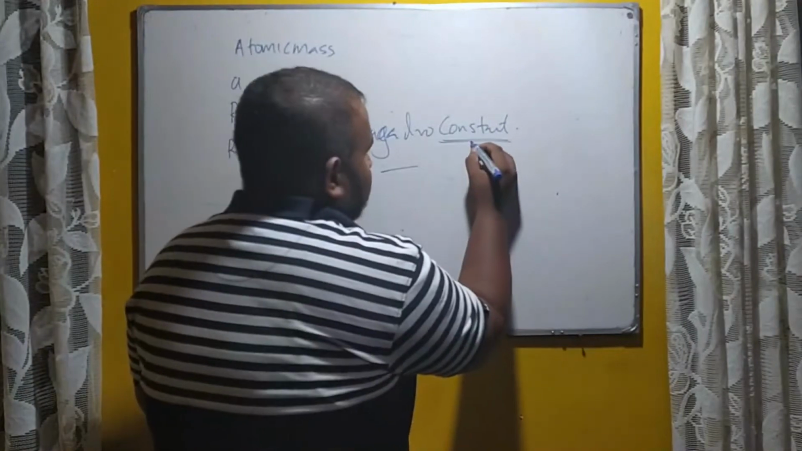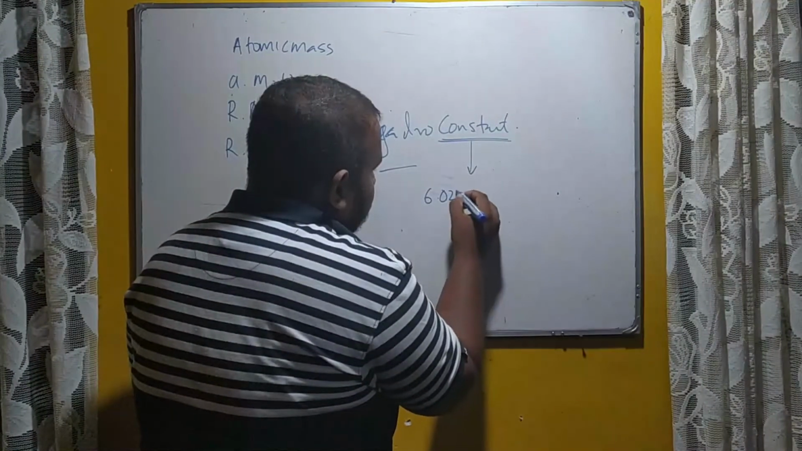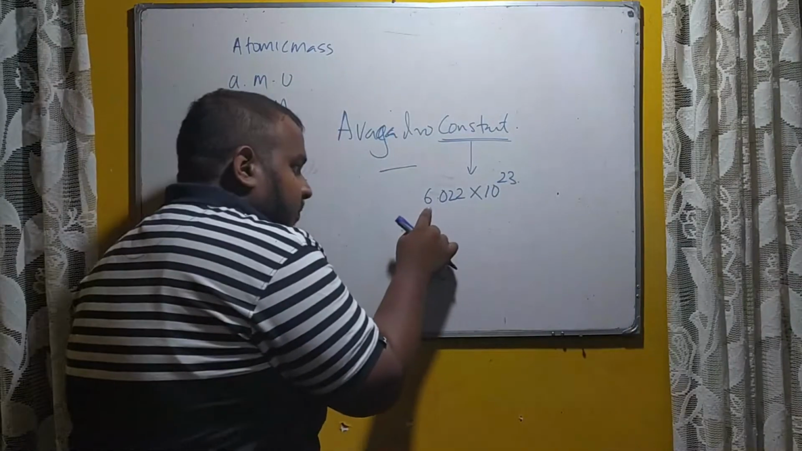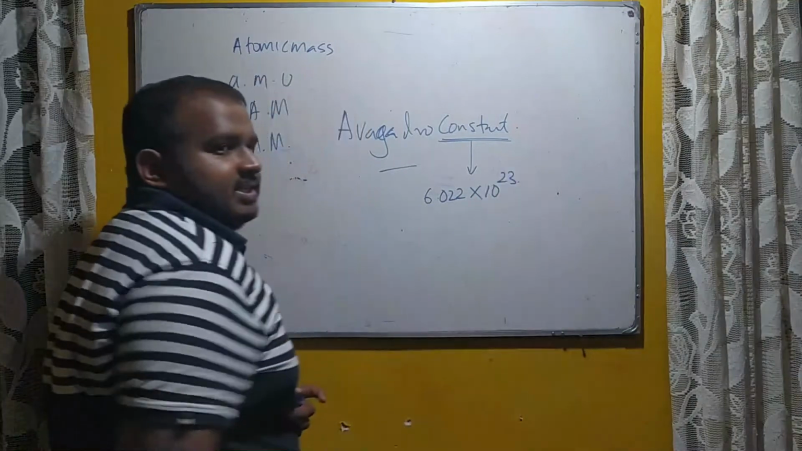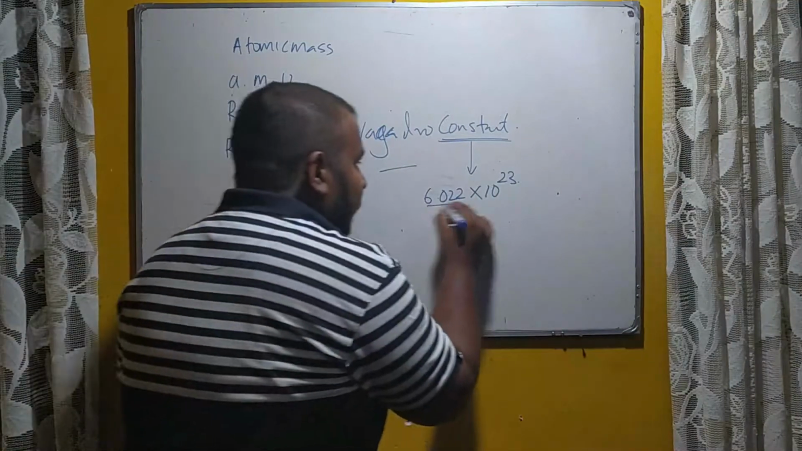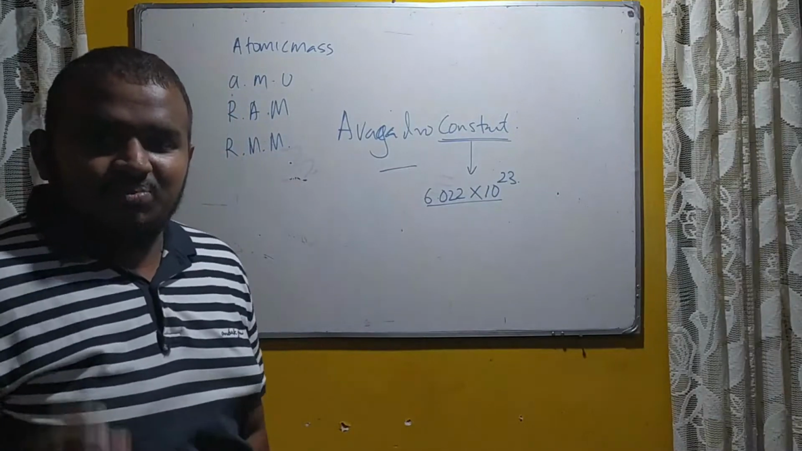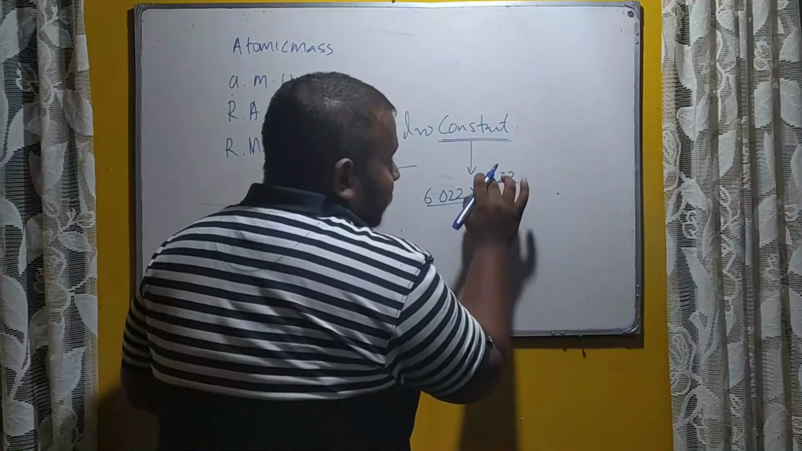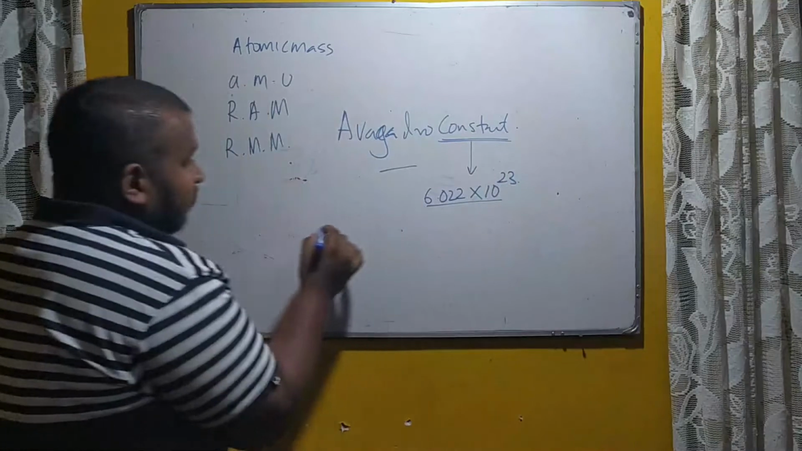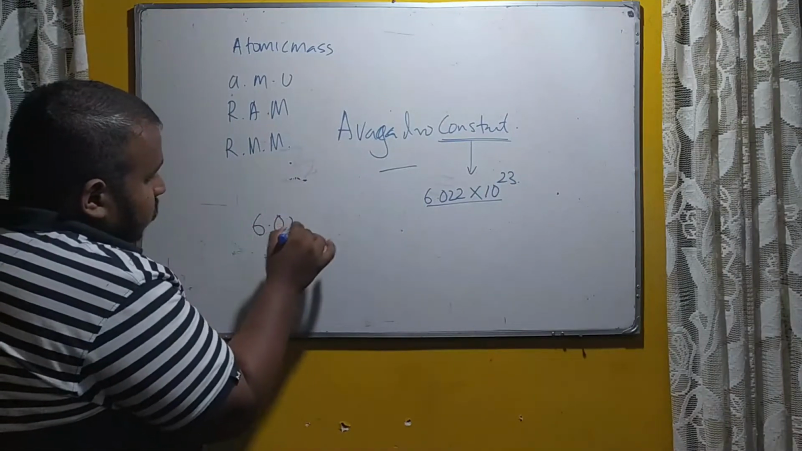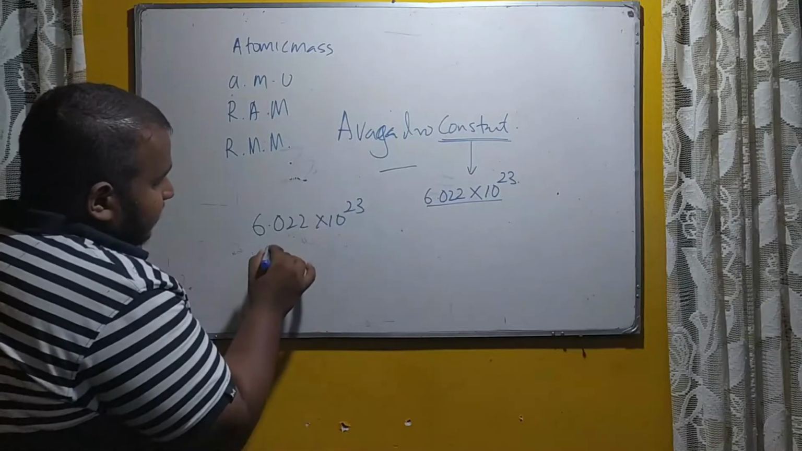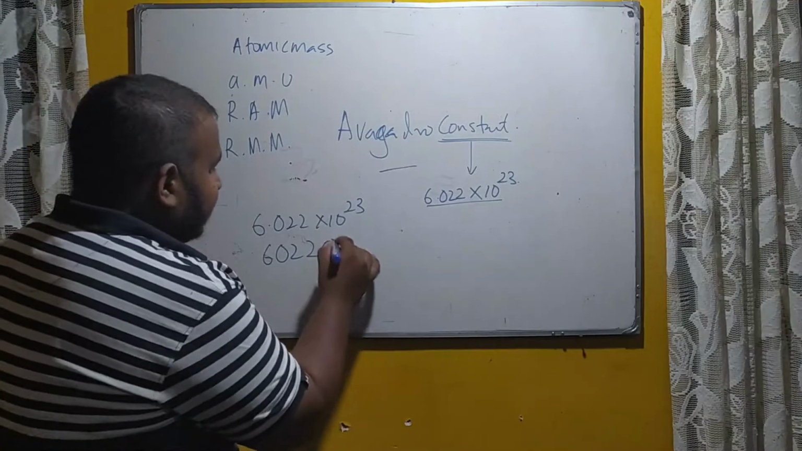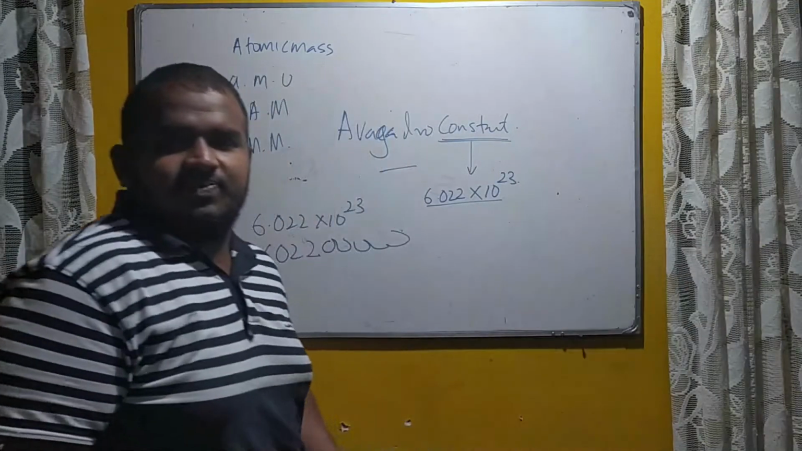This not changing value, we call it that value 6.022 into 10 to the power of 23. Please observe it properly. 6.022 into 10 to the power of 23. This is a very large number. It is the most important thing you should know. It is a very large number because here I didn't put negative 23. It is just 23. Therefore, it is a very big number. 6.022 into 10 to the power of 23 means 6022 and 20 zeros should be there, continuously.